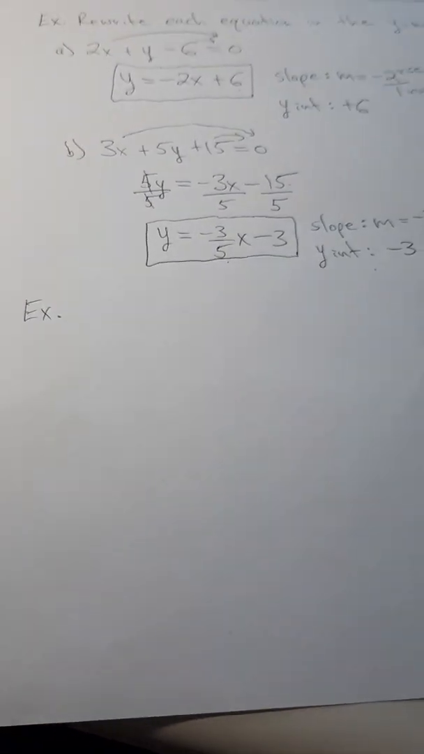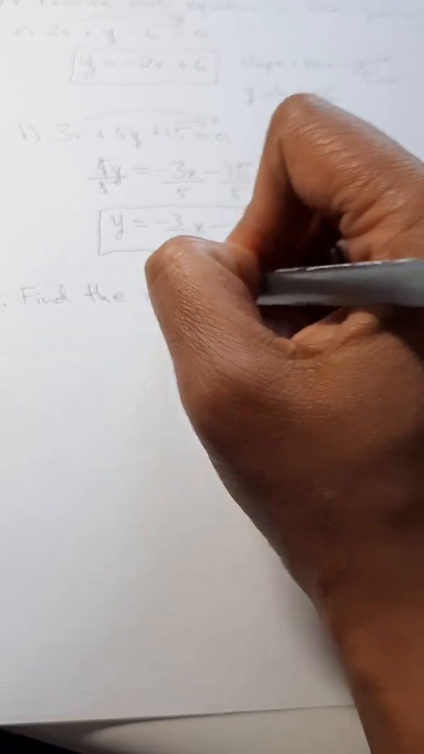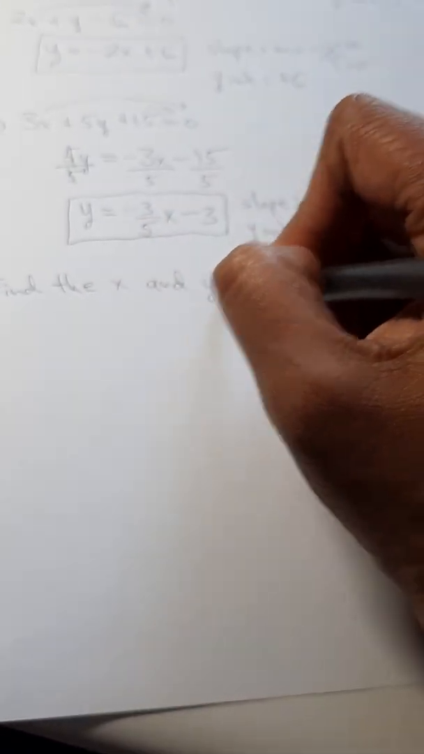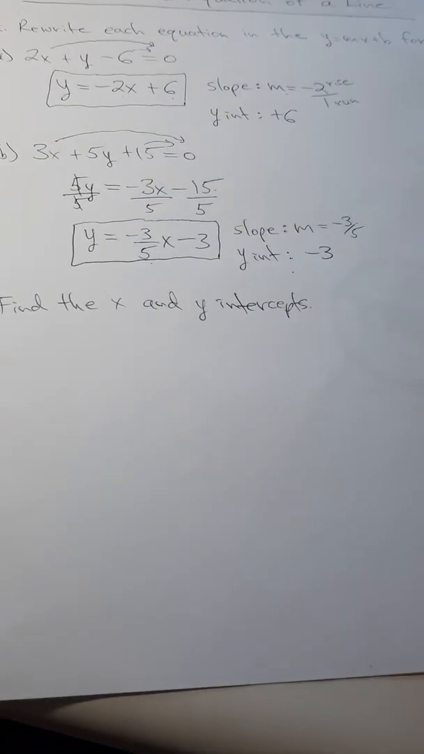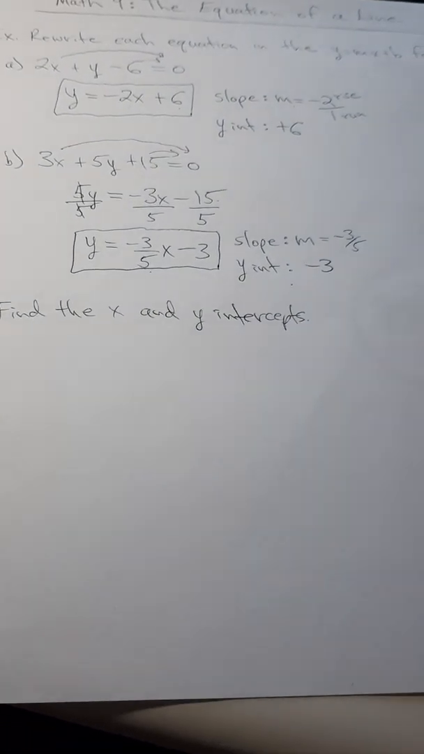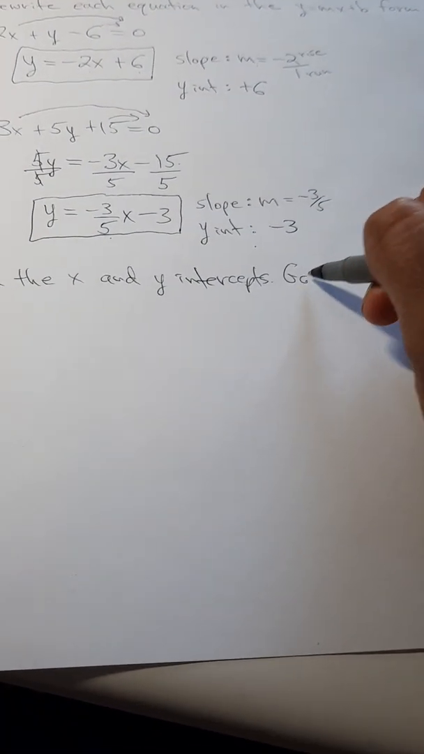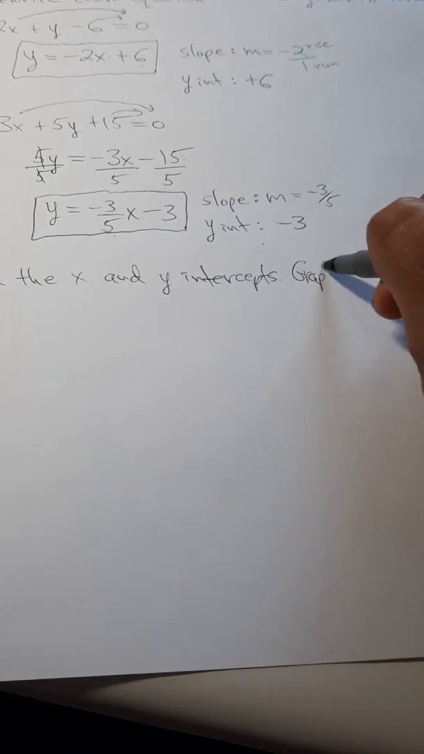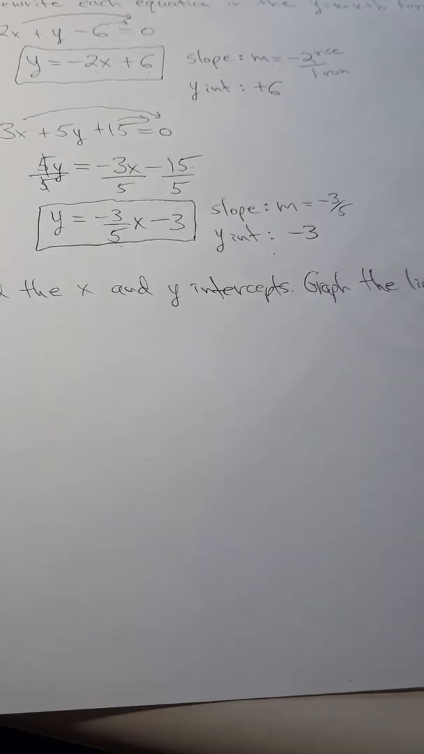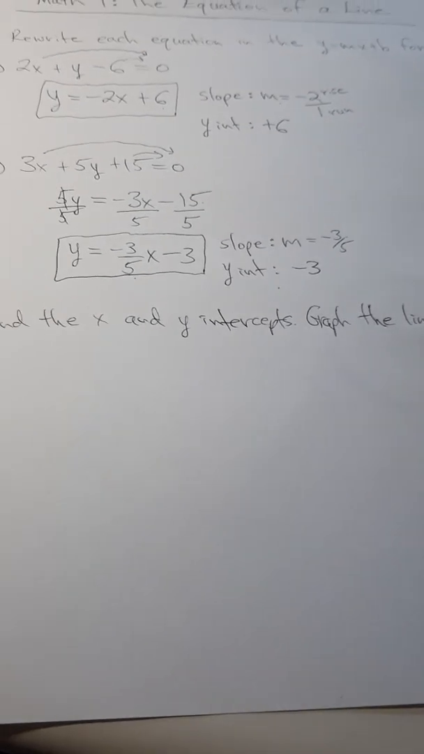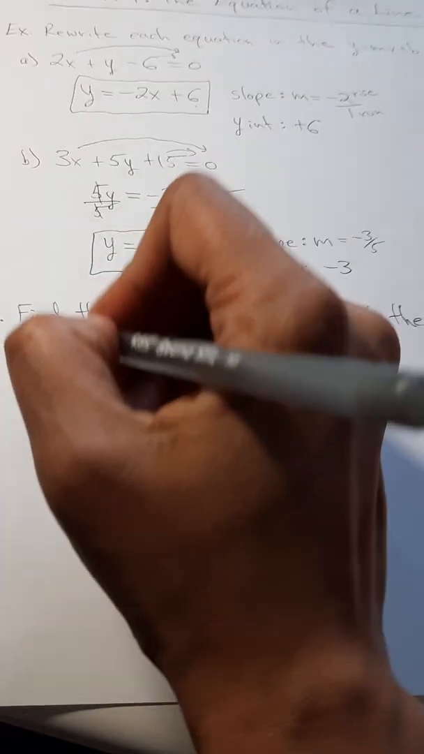Let's try one question here. What we're going to do is find the x and y intercepts. And then after we find the x and y intercepts, we are going to graph the line. So let's try a simple example here. Everyone knows how to do it.